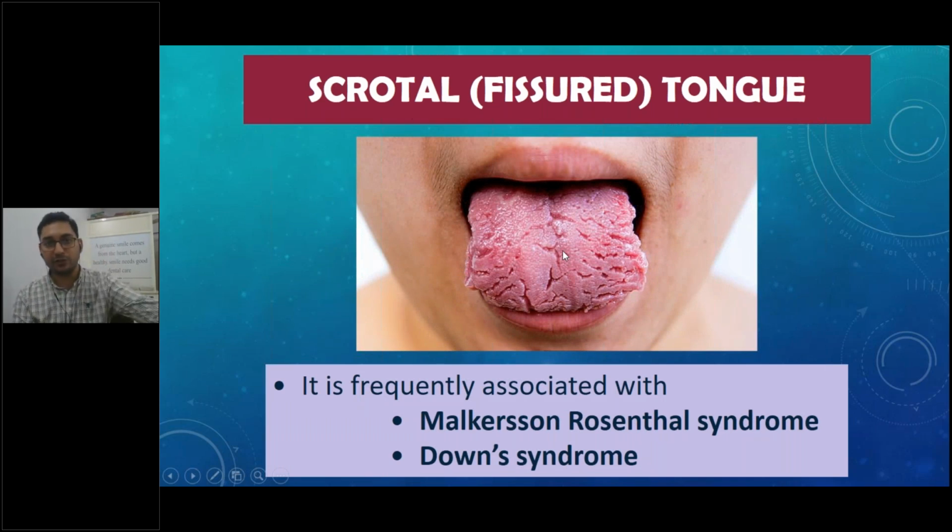Where did we read Fisher tongue before? Please post a message in the group. I want to know, are we awake? Where did we read Fisher tongue before in today's lecture? Let's see how many answer. Guys, are we awake? Yes, somebody's typing. So Fisher tongue, we read in which pathology?